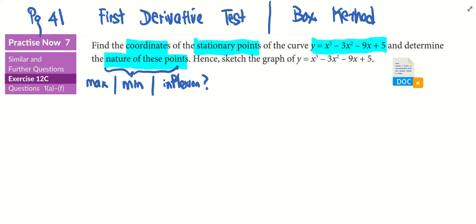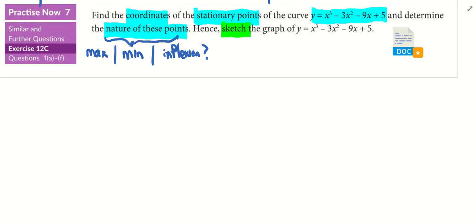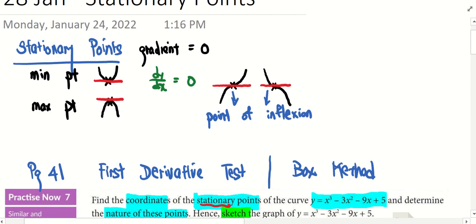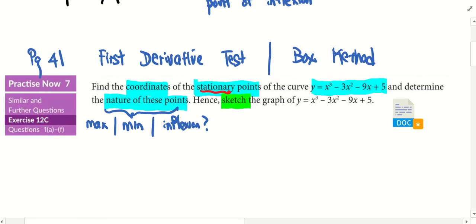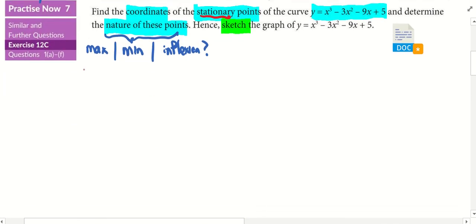Then after that, wow, comes the one that you don't like. Sketch. Okay, so you see, the keyword is the word stationary point. As I highlighted just now, stationary points have gradient equal to 0. This means your dy/dx must be equal to 0. Am I right?